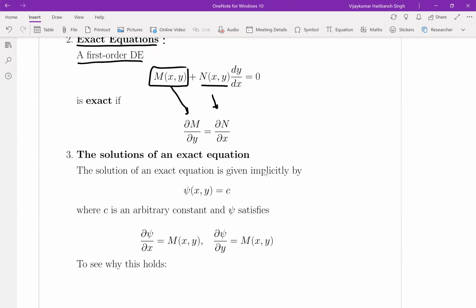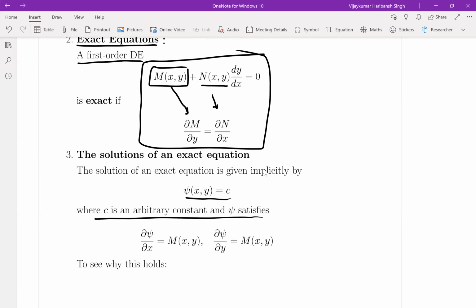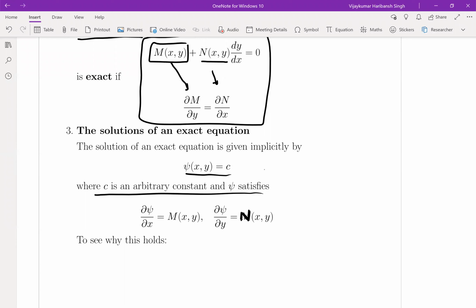Now, the solution to any exact differential equation like this is given by phi(x,y) equals c. So this is an implicit solution where c is an arbitrary constant and phi satisfies the partial derivative of phi with respect to x is M, and the partial derivative of phi with respect to y is N. So let's see why that holds. Suppose phi(x,y) equals c is a solution.